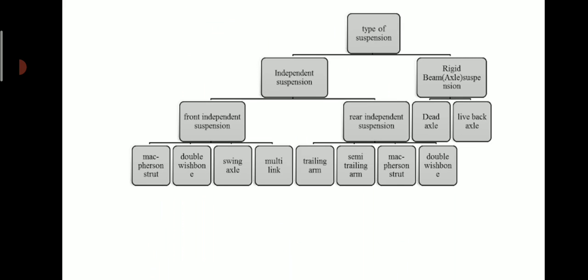This is another figure which will give you the complete picture of how suspension is classified: independent suspension system and rigid suspension system. Independent suspension systems are of two types. One is called front independent suspension, second one is rear independent suspension. Front independent has four types: McPherson strut, double wishbone, swing axle, and multi-link, while rear independent suspension has four types: trailing arm, semi-trailing arm, McPherson strut, and double wishbone. Rigid beam axle is classified into dead axle and live back axle.